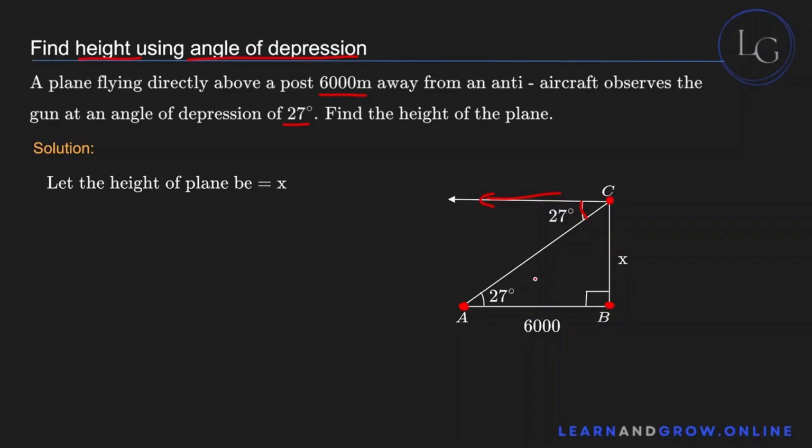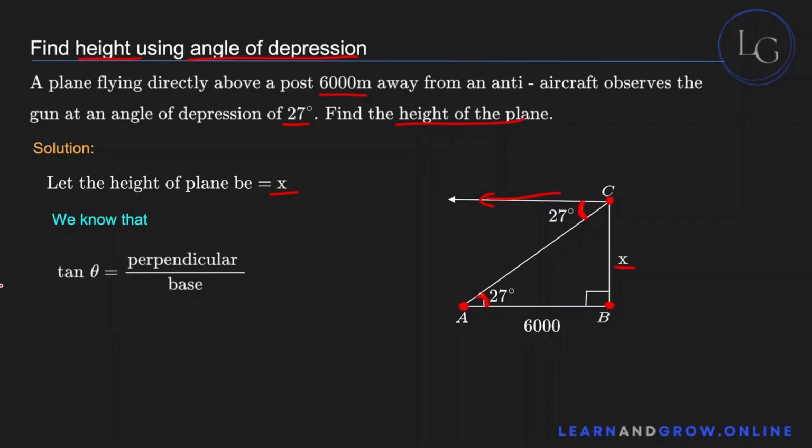And that is equivalent to saying that the angle of elevation that the gun makes to look directly at the aircraft is also 27 degrees. These are alternate angles, right? But they're equal. The angle of depression over here is equal to the angle of elevation over here. Okay? And let's say that the height of the plane is x, right? So this is the height of the plane from the ground. And that is what we have to find, the height of the plane.